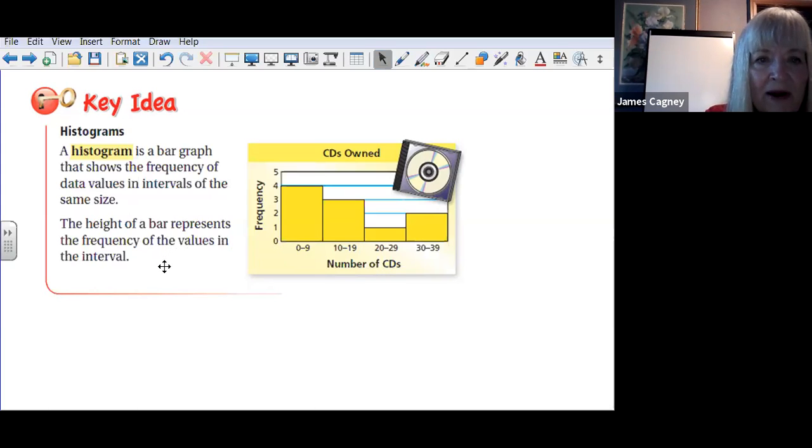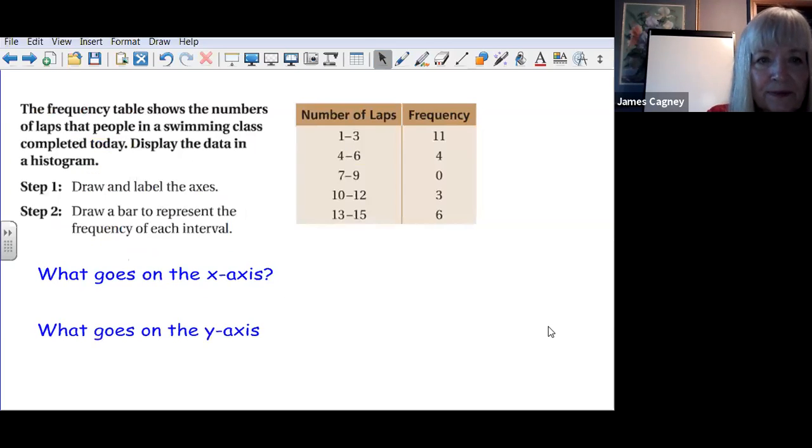And the height of the bar represents the frequency, or how many times it happened. So the frequency, you need to label that on your y, and then actually also put numbers on this. So this means that 4 people had 0 to 9 CDs. And we're going to actually make one of these just to practice.